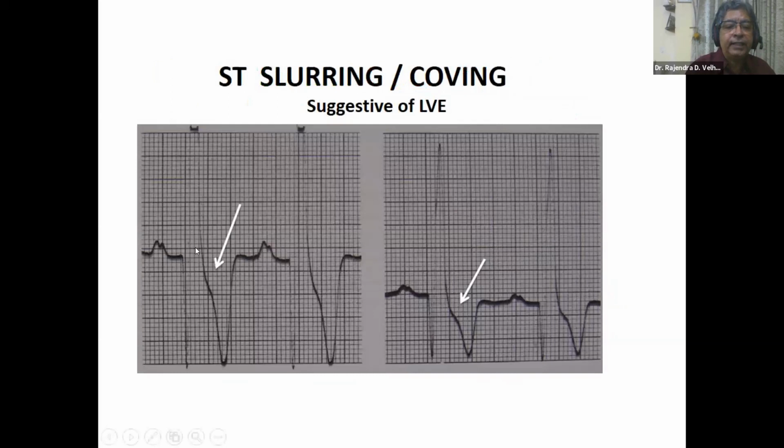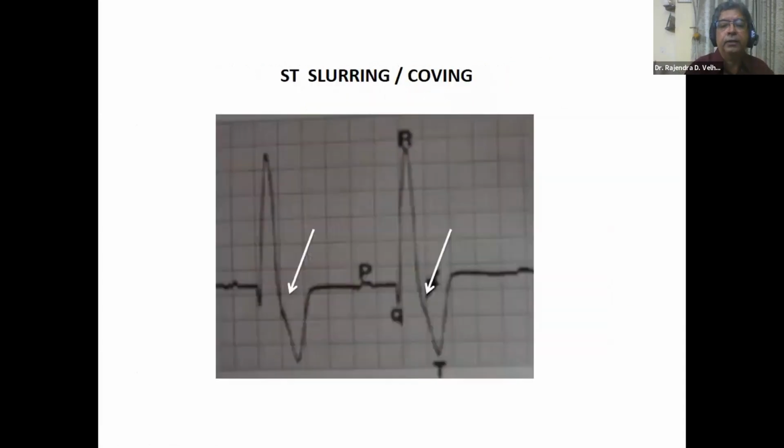Now, in this particular ECG, you can see that this is the ST segment, which directly slides into the T wave before straightening and then going to the T wave. It directly slides into the T wave, so it is described as ST slurring. Similarly here, you can see the ST segment slides into the T wave, and it is called ST slurring or ST coving, an indication of left ventricular enlargement. Again, you can see here the ST slurring that slurs into the T wave, and this is an indication of left ventricular enlargement.